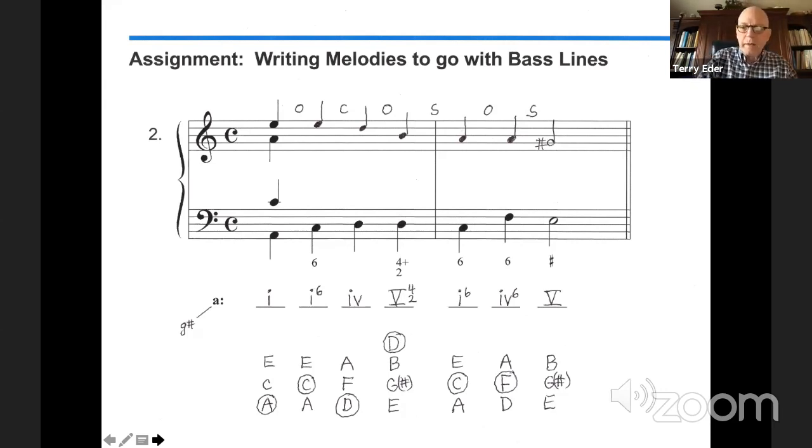And I think it'll be really smooth to be able to put the alto and tenor in, and that's where we're going to go today with Roman numeral part writing.